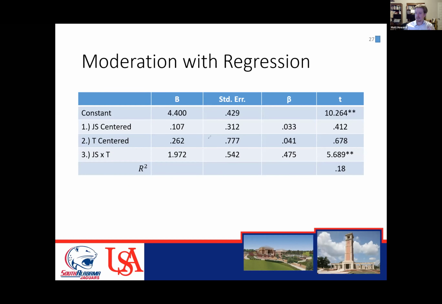So for exam purposes, I would want you to be able to run this regression. I would want you to mean center your variables. And if you're in Jamovi, it should automatically mean center them. On the exam, I'll probably ask you, what's the unstandardized beta of the interaction term? What's the standard error? And then, was that statistically significant? So I want you to be able to give me the numbers, whether you're using Jamovi or Excel.